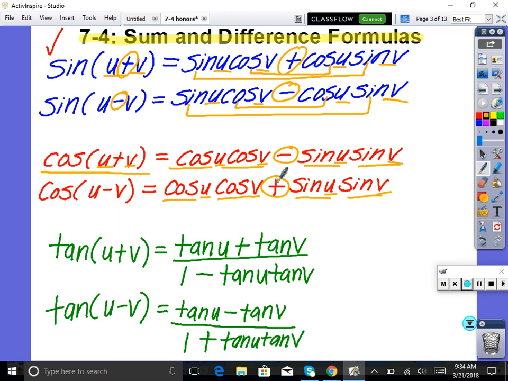Then with tangent, notice the sign is the same. It's addition on top, tangent of u plus v in that order, divided by 1 minus tangent of u times tangent of v. So the sign on top is the same as the original, and then the sign below it will be opposite. So look, negative, negative, the sign below it will be opposite. These are stupid tricks that help me remember it. You've got to have them memorized. I notice tricks, that's how I memorize them.